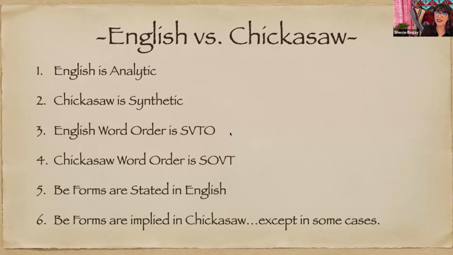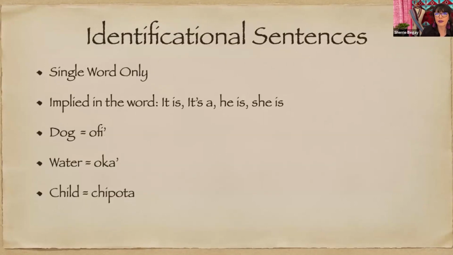All right, now let's get into the three basic types. The first type of sentence we're going to cover is identificational sentences. They're usually just a single word. And what's implied in a single word in Chickasaw is the be form. It is, it's the, he is, she is, or even they are.